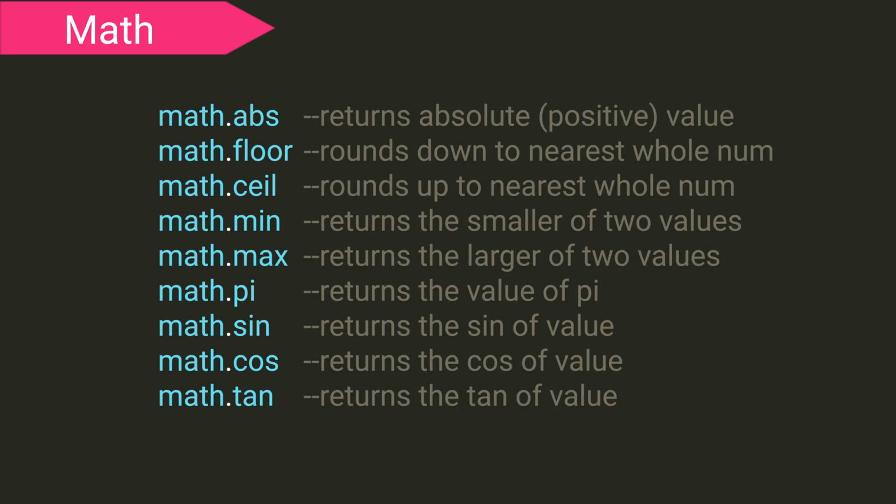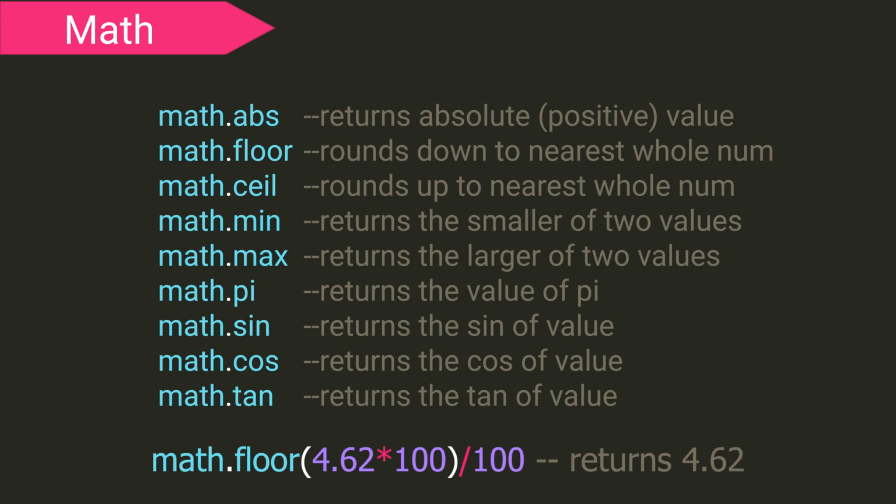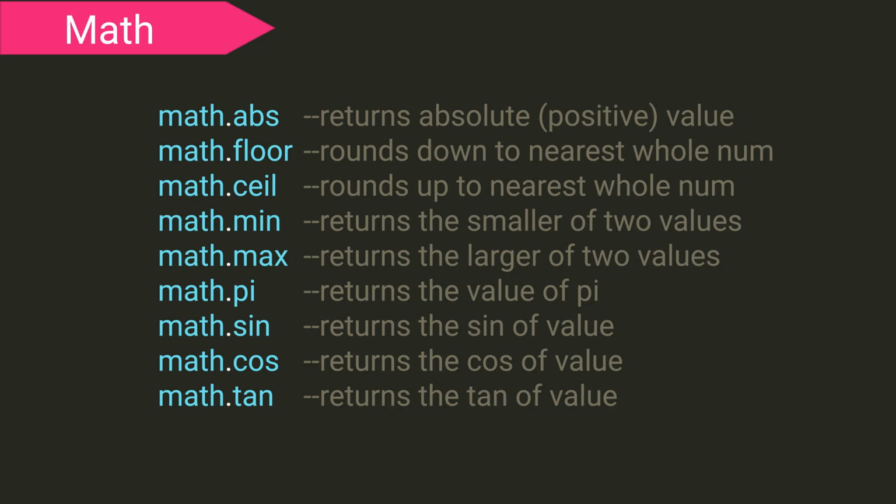Last episode, I mentioned a math library that contains multiple useful mathematical operations. Here are some of my favorites. I also linked in the description a site where you can view all of them. Math.floor can be used for rounding numbers to a certain number of decimal places. For example, here it is rounding to a whole number, and here it is rounding to one decimal place, and then two decimal places. There is also math.sin, math.cos, math.tan, and many more.